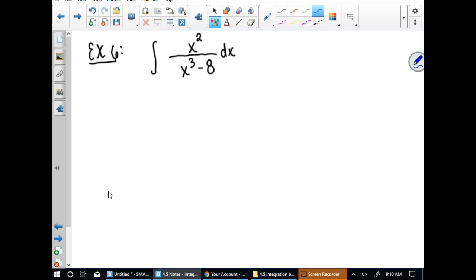All right, here's our next one. Got the integral of x squared over x to the third minus 8.